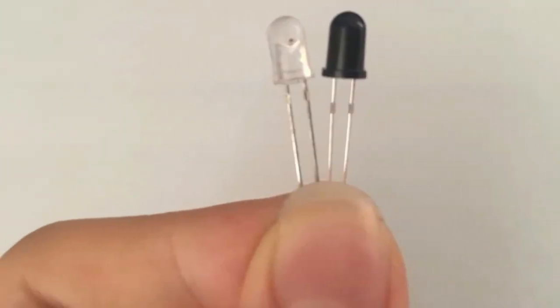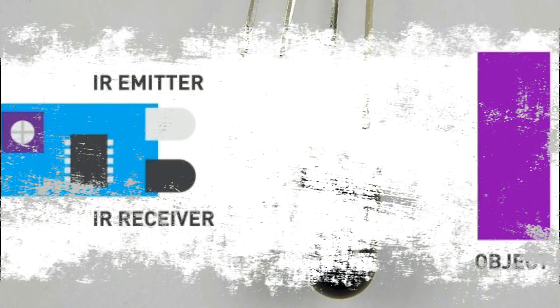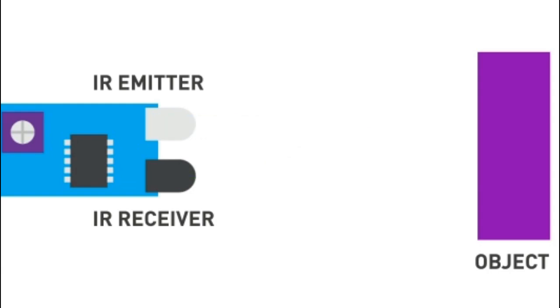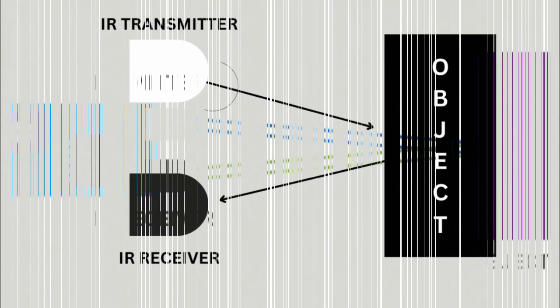The IR LED and the photodiode are at the heart of an IR sensor's functionality. The IR LED emits infrared light, which gets reflected upon hitting an object and is detected by the photodiode. This simple yet effective mechanism enables an IR sensor to perform its task.